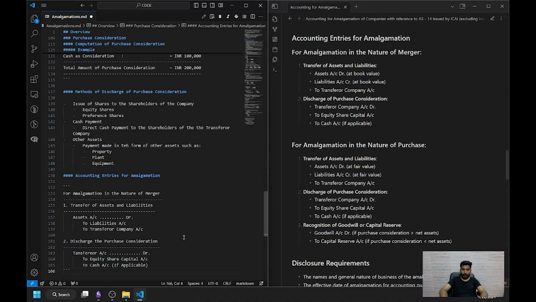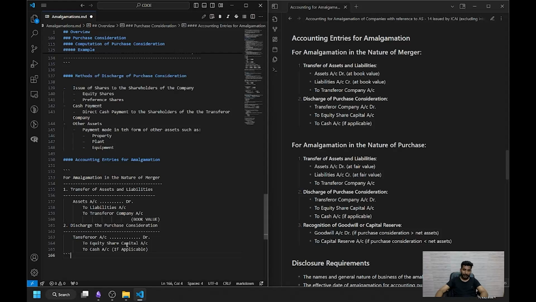So basically, when we are transferring the assets and the liabilities, the entry is as follows. For transferring of assets and liabilities, the assets account debit to the liabilities account, to the transferor company, which will be the balancing figure. And all these things will come at the book value. Now, what is the book value? The book value is something which is already present in the balance sheet. So these transactions will be recorded as they are shown in the balance sheet of the particular company, not the market value or the net realizable value, but the book value.